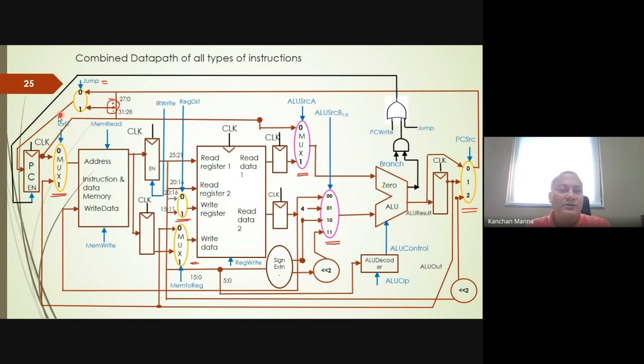So you can see here we have this select line of these muxes. This is the memory read and write signal, right? Jump, IR write, register destination, and mem to reg. So these control signals, which are highlighted using blue color, would be generated from the controller. Now we'll see the controller design technique.